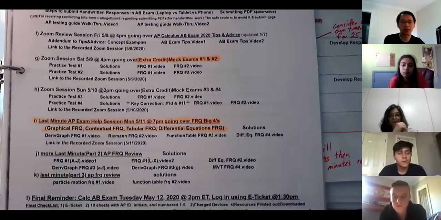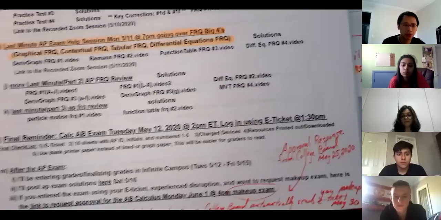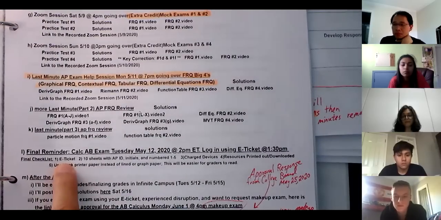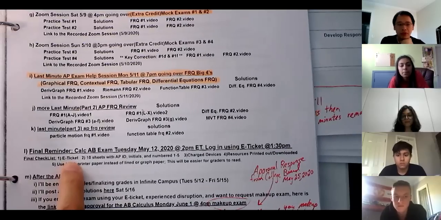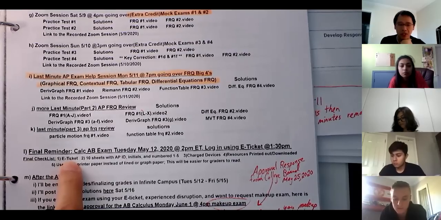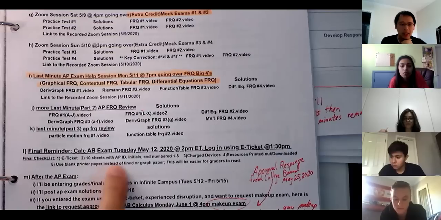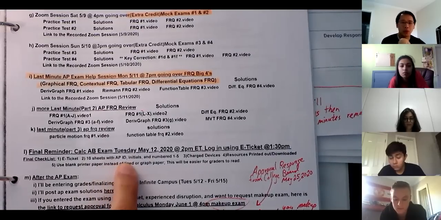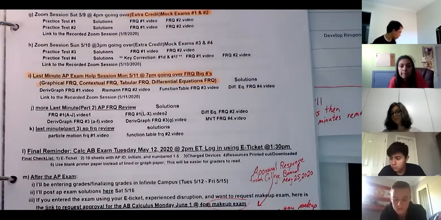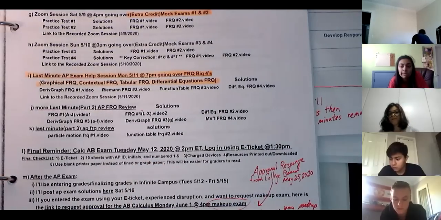Okay, final reminders for tomorrow. Make sure that you all have your e-tickets. Let me know if you're not able to find or see your e-ticket. It should be under your My AP account, or hopefully you all received emails from College Board. Have 10 sheets of paper with your AP ID initials, numbered 1 through 5. I just want to model for you what that could look like.